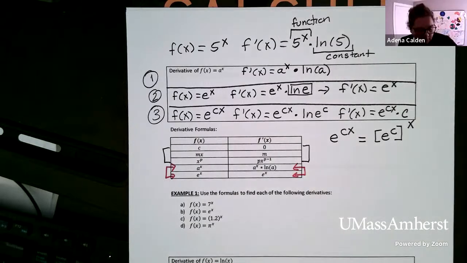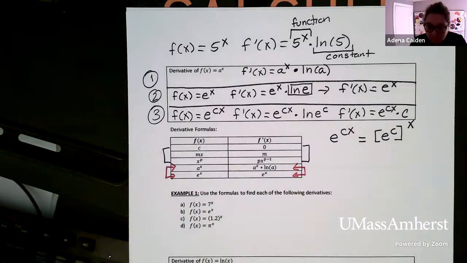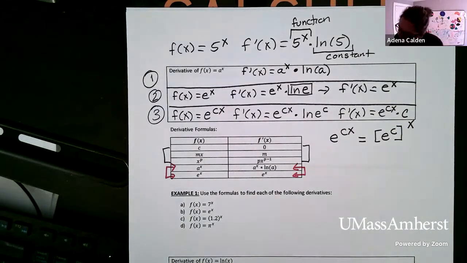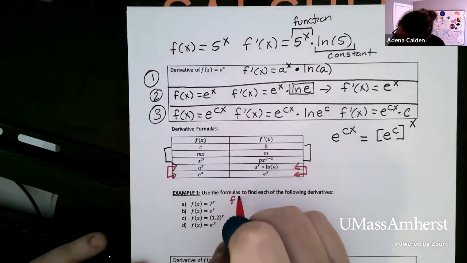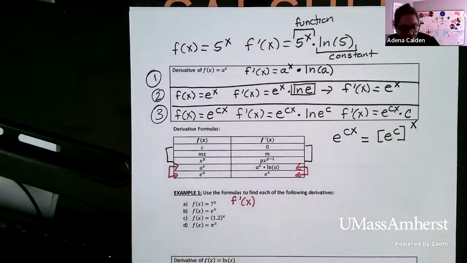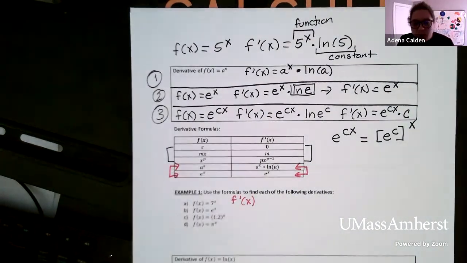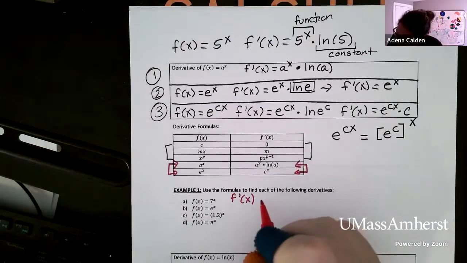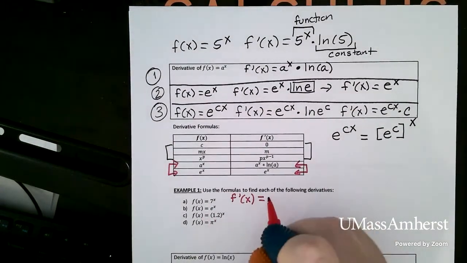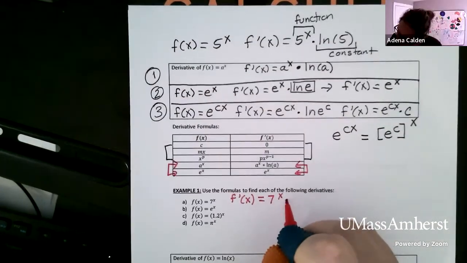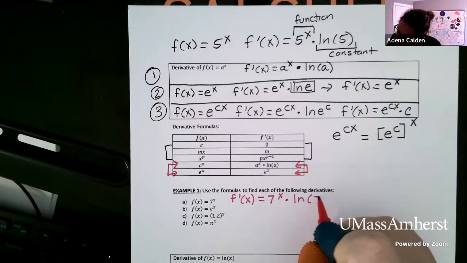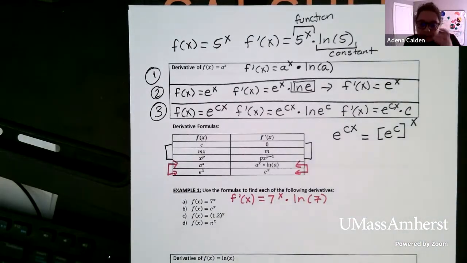All right, so let's look at each of these and make sure we can apply the formula. For the first one here, we start with 7 to the x. So we have to identify the base. The base here is the 7. So we get the same thing back times the natural log of the base.